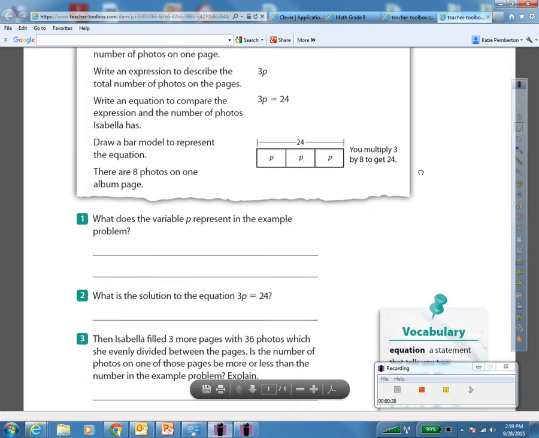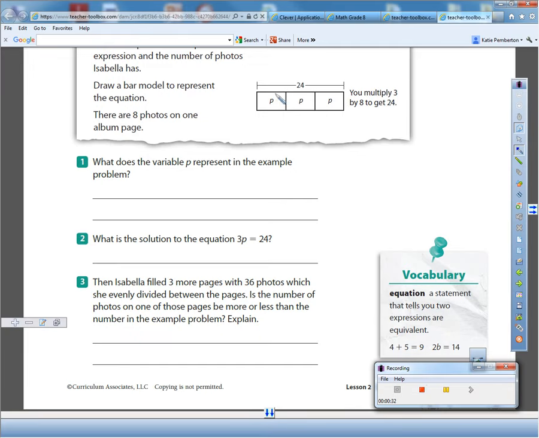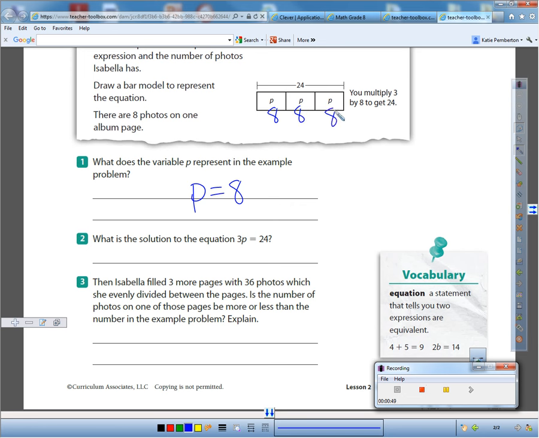So now that you've read through the example, as we're looking at this, the total bar, or all the photos, is 24 photos total, and each one of these P's has to represent 8. So you would say that P equals 8. And the reason being is that if you have 8, another 8, and another 8, that's going to get you a total of 24. So you could also think of it as 3 times 8. 8 would be your solution, would get you the 24 photos.